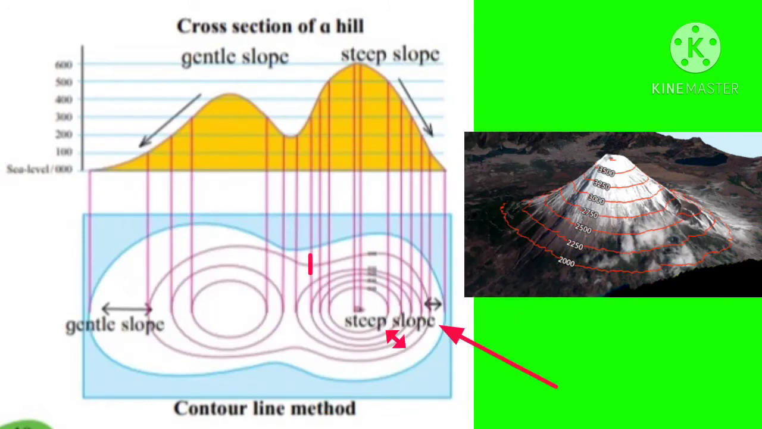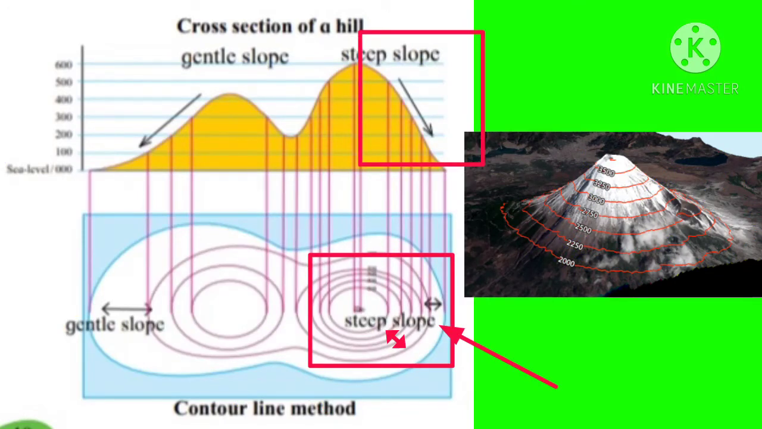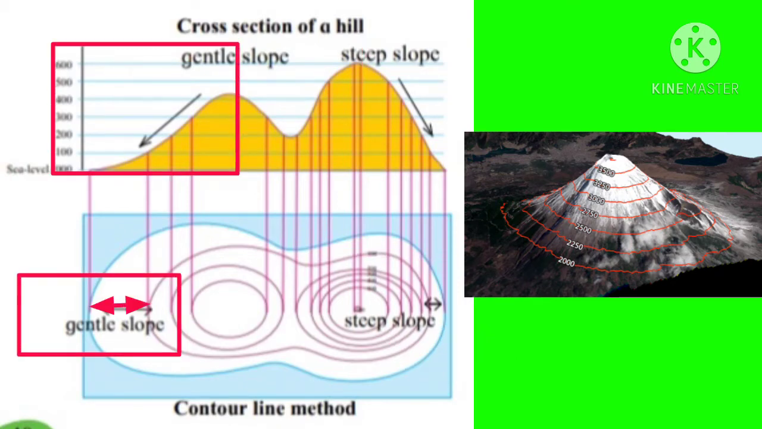Observe the given diagram. Note that when there is less distance between the contour lines, the slope is steep, whereas if the distance is great, the slope is gentle.